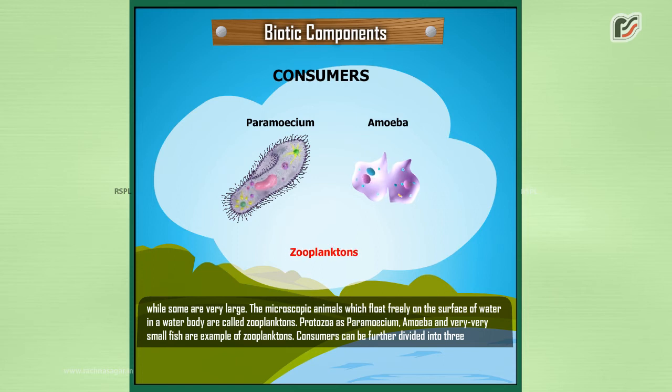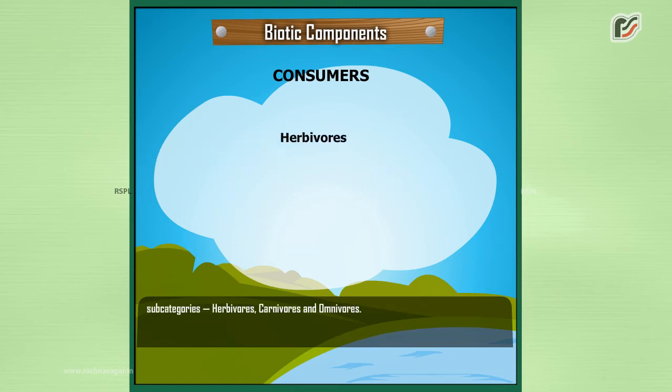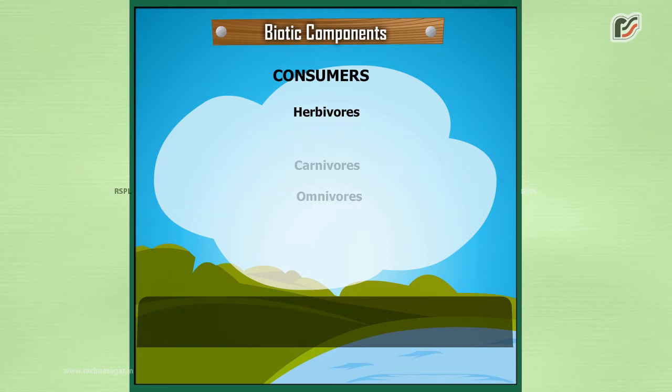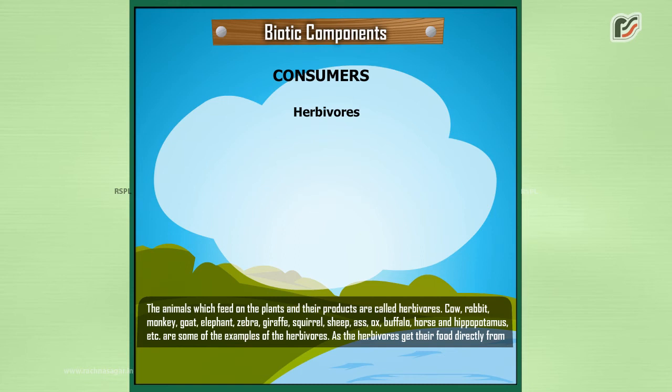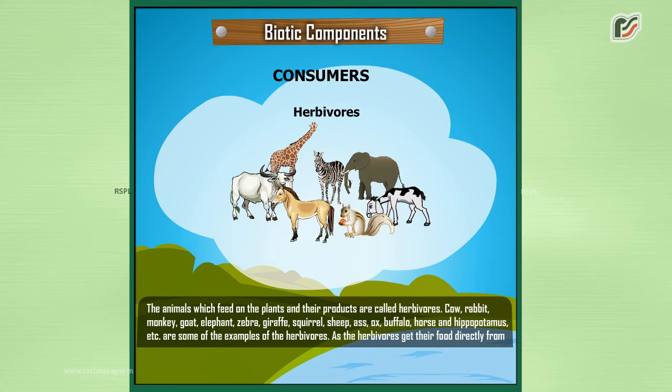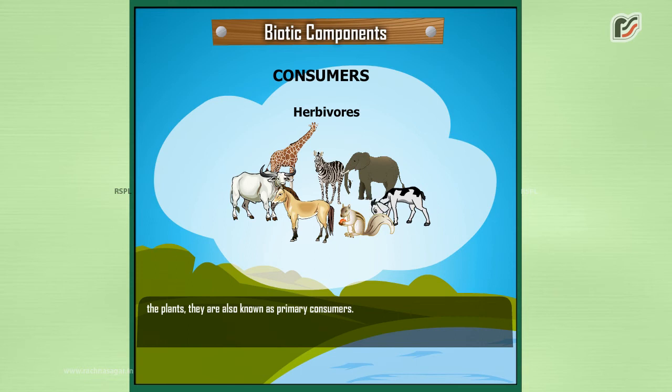Consumers can be further divided into three subcategories: herbivores, carnivores, and omnivores. Herbivores. The animals which feed on the plants and their products are called herbivores. Cow, rabbit, monkey, goat, elephant, zebra, giraffe, squirrel, sheep, ass, ox, buffalo, horse, and hippopotamus, etc. are some of the examples of the herbivores. As the herbivores get their food directly from the plants, they are also known as primary consumers.